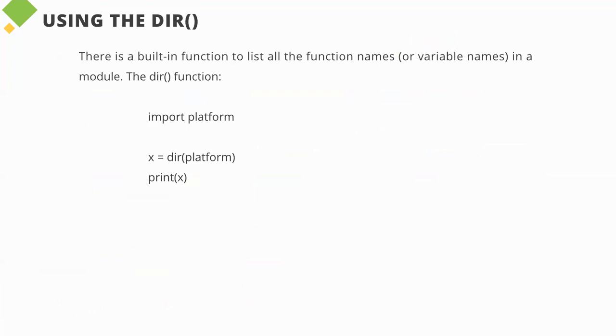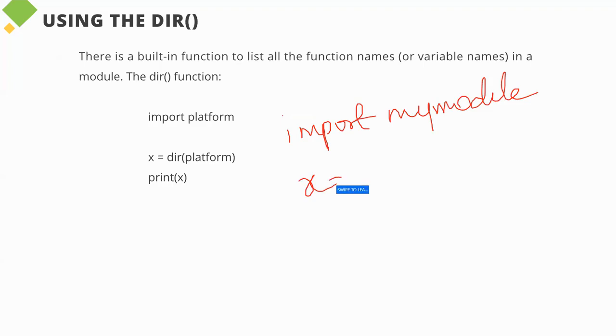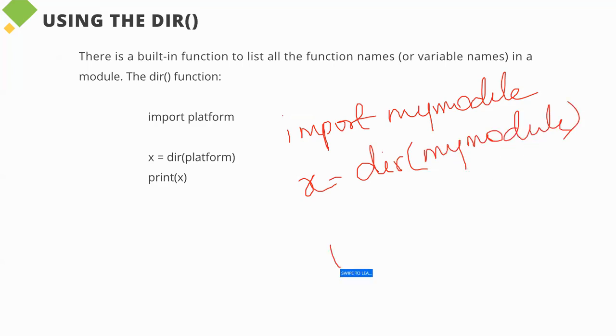Whatever module you have, you can't memorize all the functions and attributes it has. So whenever you take a module, suppose import my module, then x equals dir of my module, and print x. This is how my code looks.